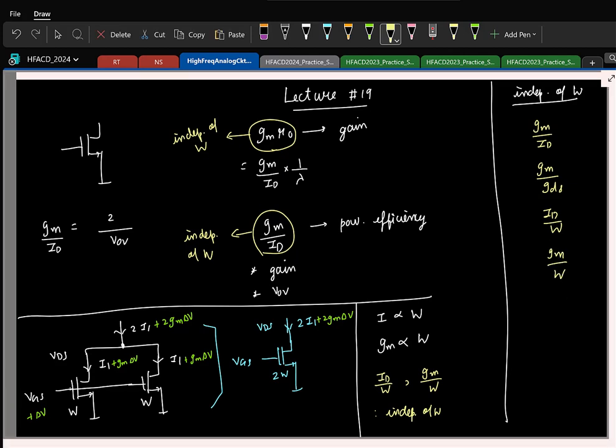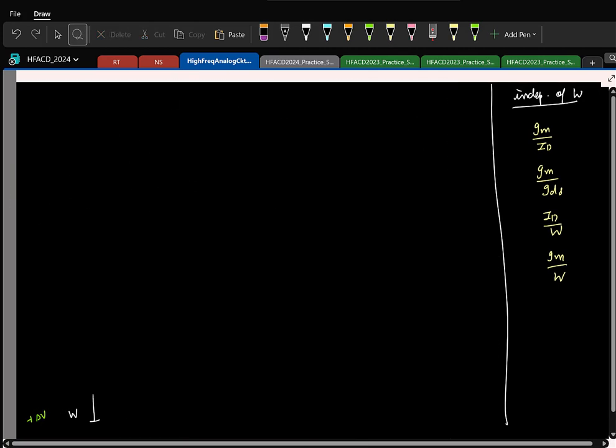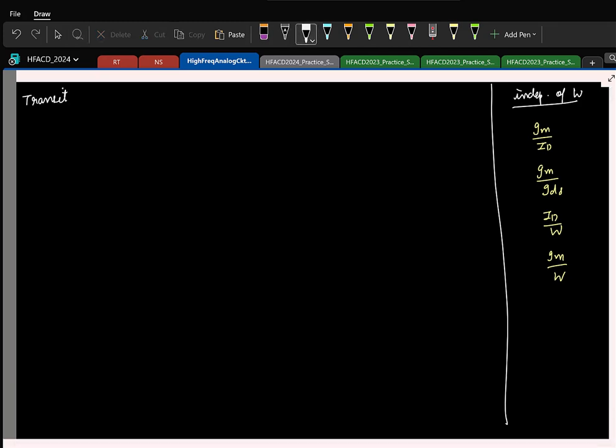There is another parameter I want you to understand, something called the transit frequency. The definition of this stems from the era of bipolar junction transistors, but it's still used with MOSFETs. The definition is this. Say I have a transistor in common source configuration like this. Say I apply a small signal current at the gate, I_in of s in the Laplace domain.